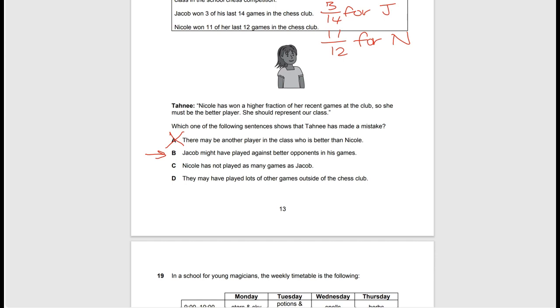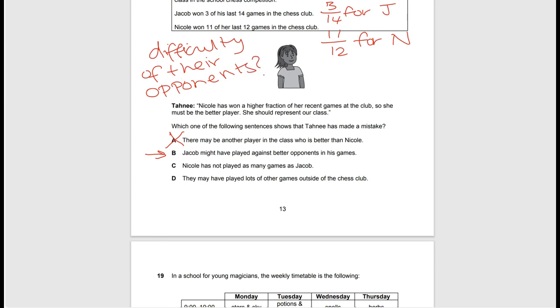So she may have won 11 games out of 12 games, but she might have played just beginners. Jacob might have played extremely talented and confident players, but he still won 3 of those games. So we don't know about the difficulty of their opponents. They may have played different opponents of different strengths. So it could be B.